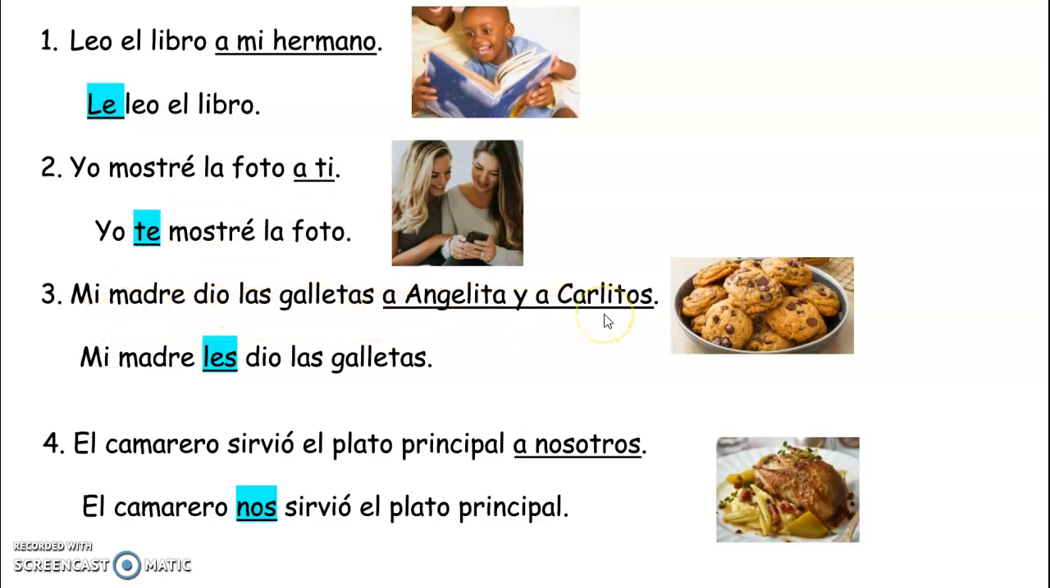Ángela y Carlos are receiving the cookies. Mi madre les dio las galletas. We are receiving the main dish. El camarero nos sirvió el plato principal. I hope you got them all right.